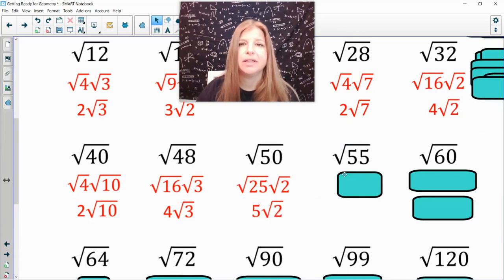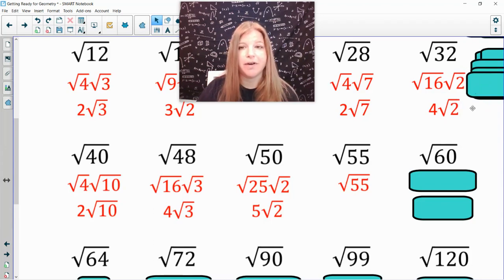Radical 55. 4, no. 9, no. 16, no. 25, no. 36, no. Doesn't look like anything it's going to be divisible by, which is true. 55 cannot be broken down, so it's just radical 55.